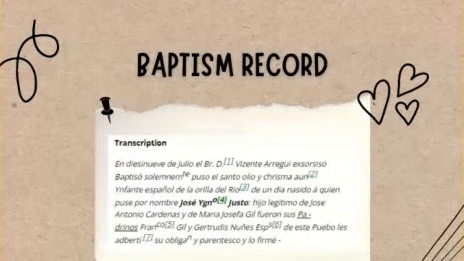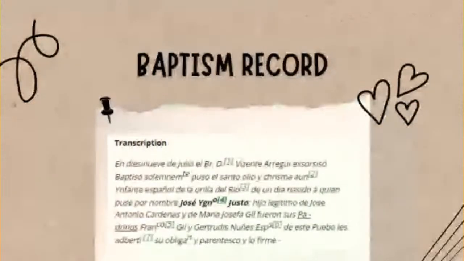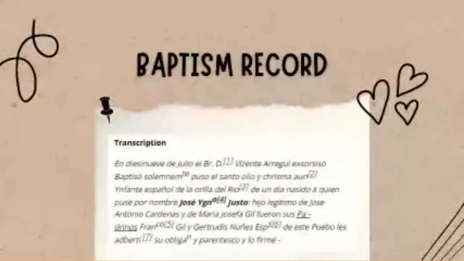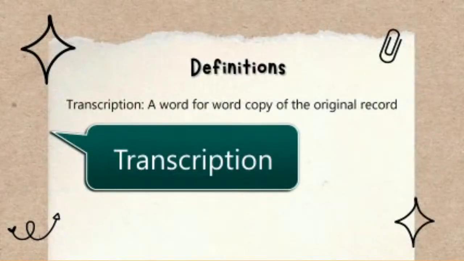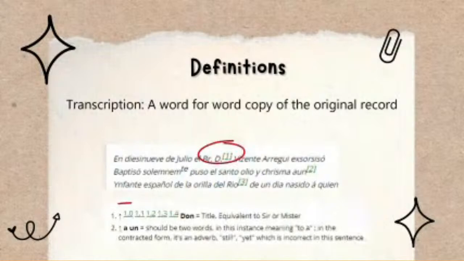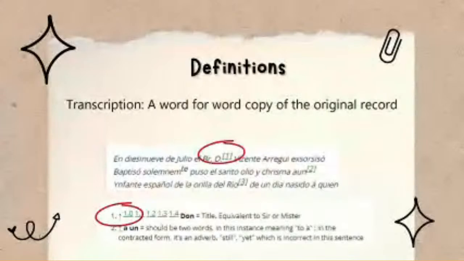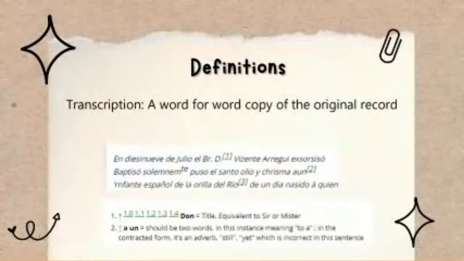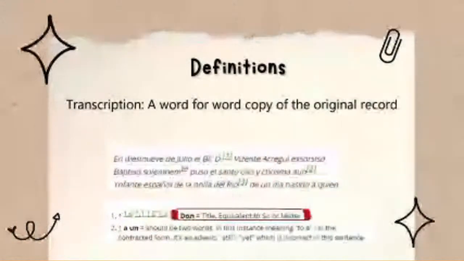On the WikiTree.com page, you will see the full transcription of the record. One thing we should touch on is the difference between a transcription, a translation, and an abstract. A transcription is a word-for-word type selection of the record in the language that it was originally written in. Because there are abbreviations that are commonly used, you will see inserted numbers, which take you down to the explanation of that citation. The first one, for example, is the word Don, which is like Sir or Mr. in English.